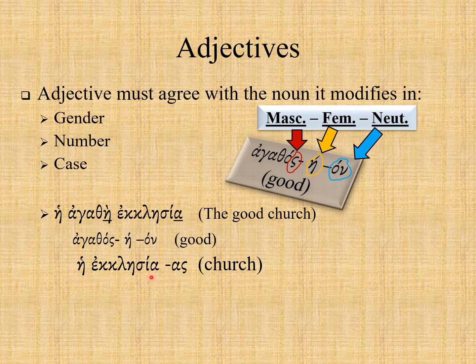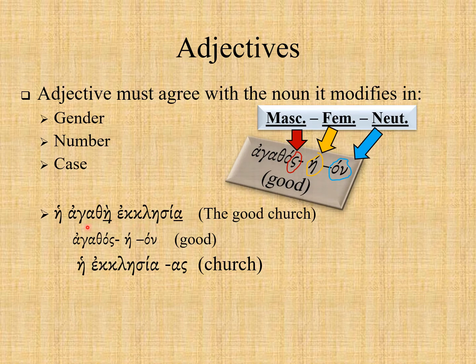Now, if you remember that most of the nouns that end in alpha are actually feminine words, that might give it out. However, you should really memorize the gender as you are memorizing the words in the vocabulary. So hence, agathe corresponds with the ecclesia. So both are nominative feminine singular words.